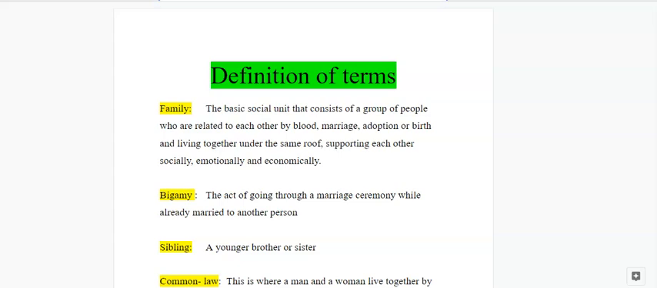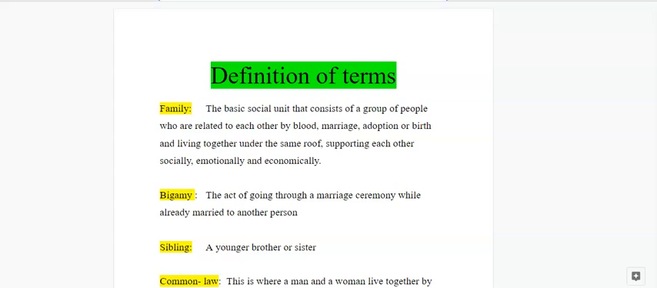I hope you had a fantastic week of teaching and learning, and you are now ready to see how much you have learned. In today's lesson, we will be defining some terms relating to the topic individual and family.